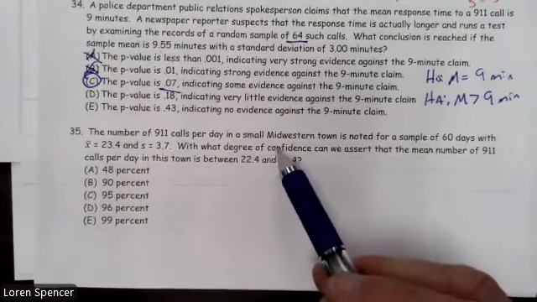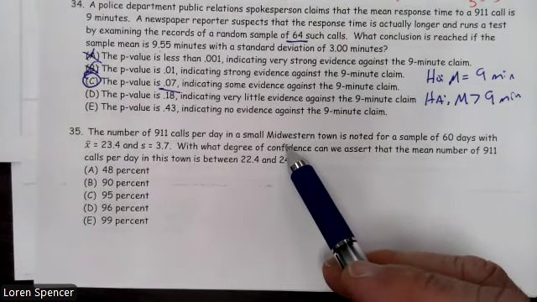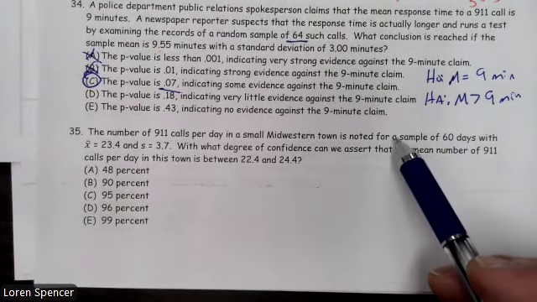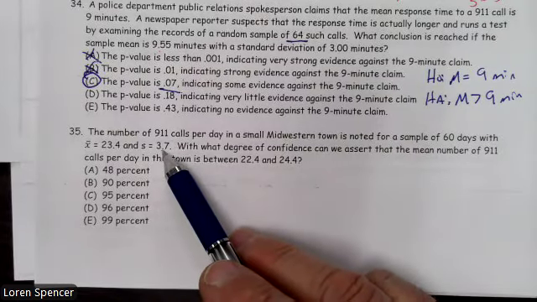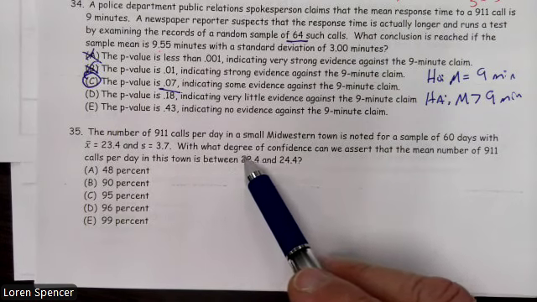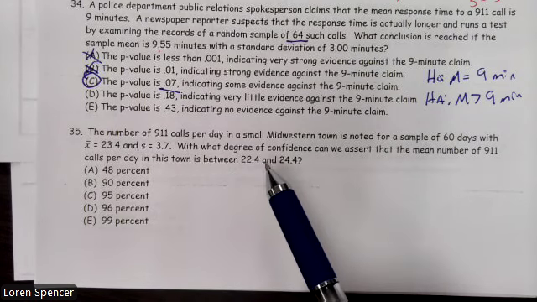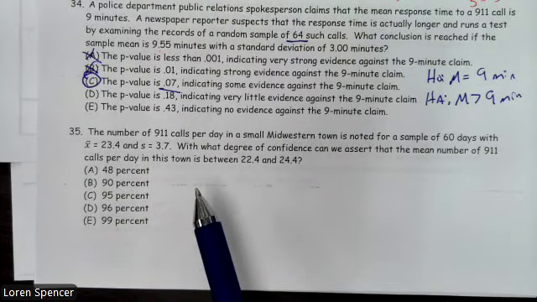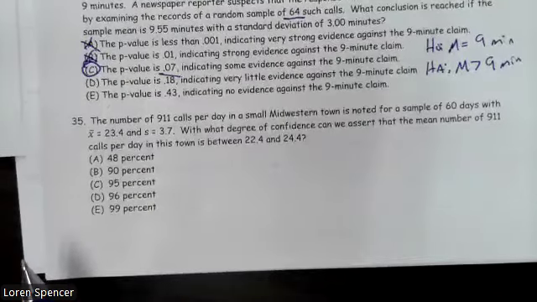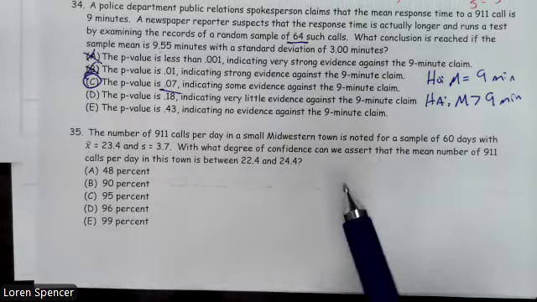The number of 911 calls per day in a small Midwestern town is noted for a sample of 60 days with x bar of this, standard deviation of this. With what degree of confidence can we assert that the mean number of 911 calls in this town is between 22.4 and 24.4? All right.